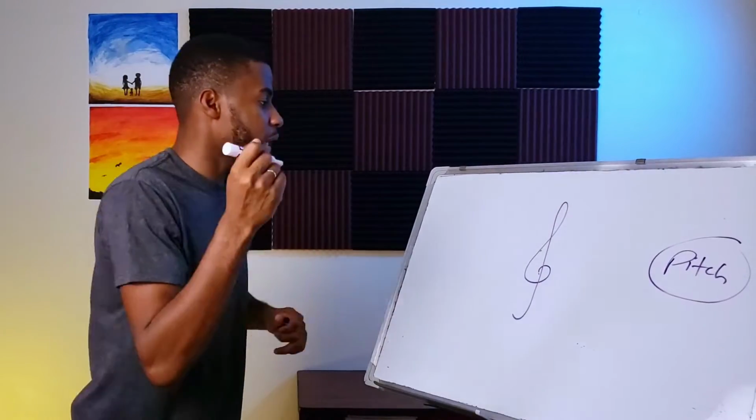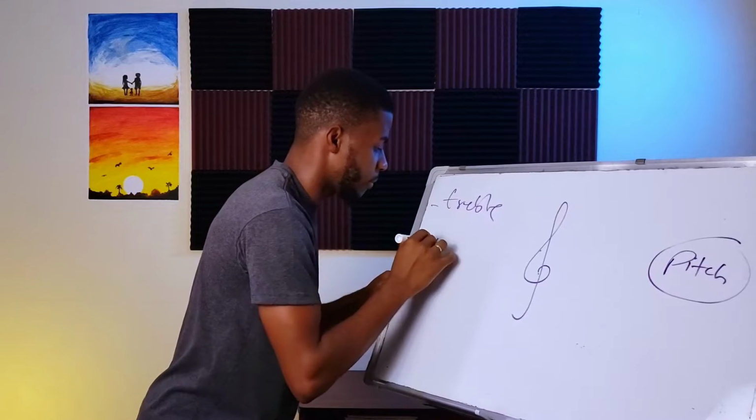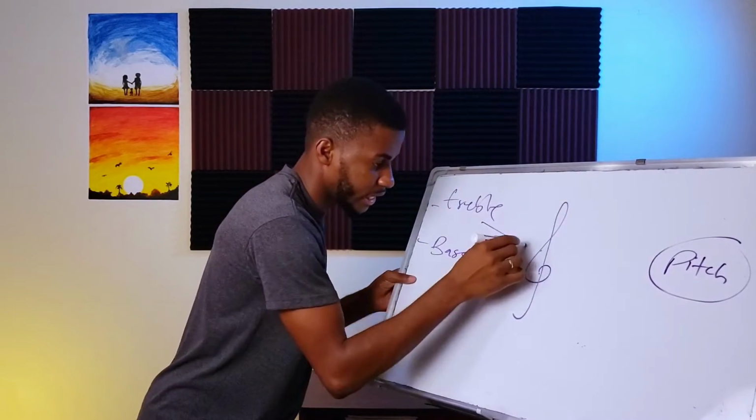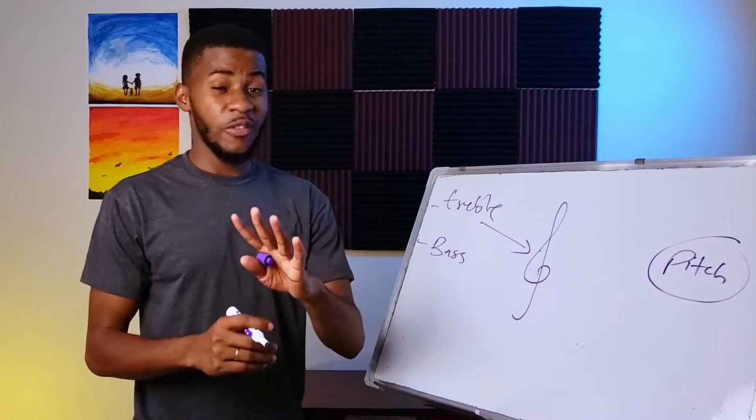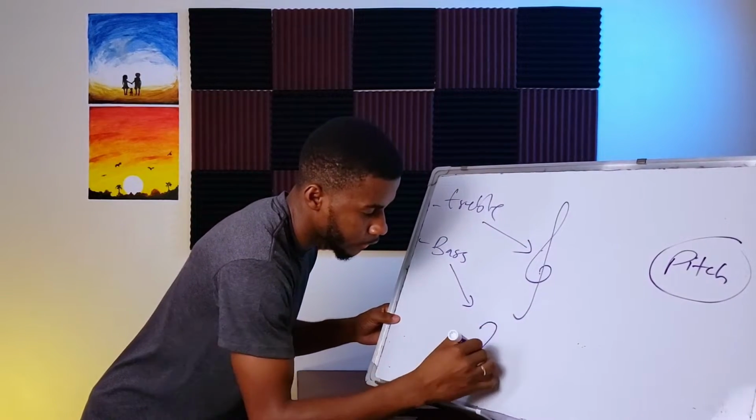There are 2 main types of clef we have. We have the treble clef, and then we have the bass clef. So this is actually the treble clef. The one you've seen for some time now, that's the treble clef. Then the bass clef looks like this, with the colon.